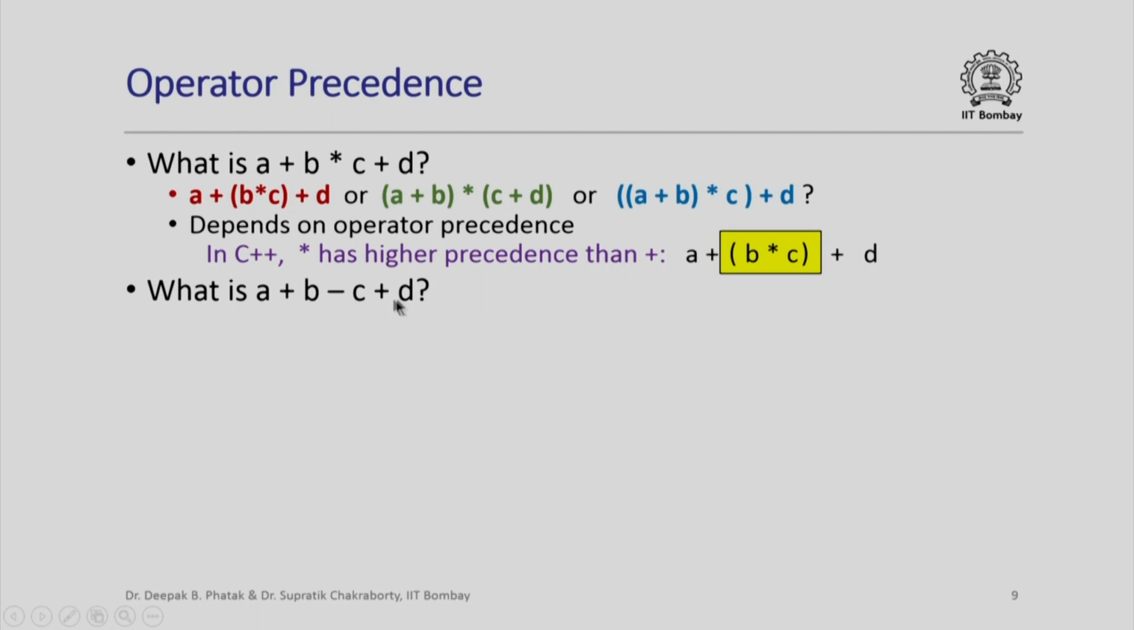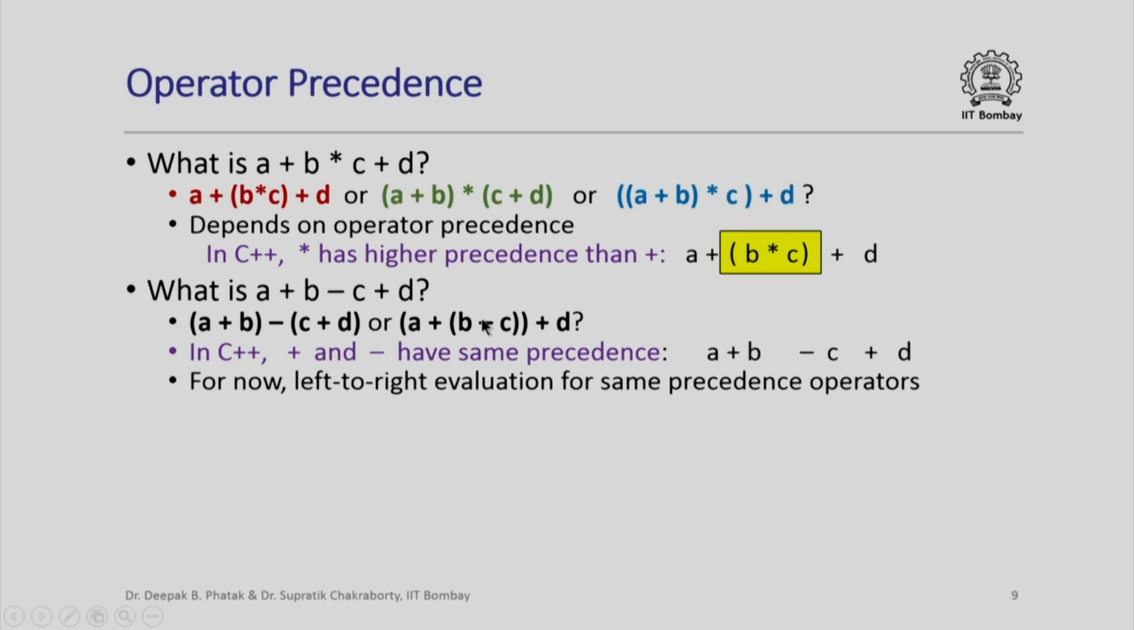Now similarly let us look at this: a + b - c + d. So the question is, does this represent this expression or does this represent this expression? Note that these two expressions may or may not evaluate to the same value, in particular this expression is not the same as this expression in arithmetic, but we want to know what should this expression be interpreted as, should it be this or should it be that.